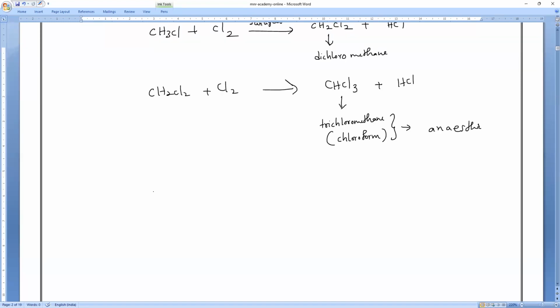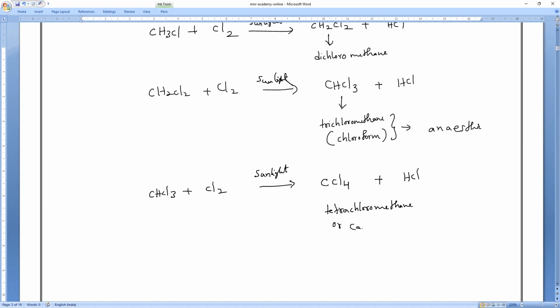Again, if you continue, what will happen? CHCl3 again reacts with chlorine, and this is very important, under the presence of what? Sunlight. We are going to get CCl4 plus HCl. What is CCl4? Anybody? Tetrachloromethane, or the common name we are very familiar with, carbon tetrachloride. So this is how it happens. Please note it, everybody.